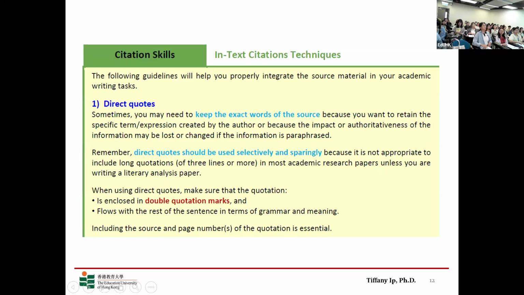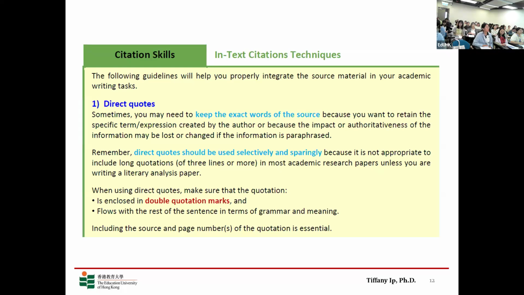Is it similar or the exact same word? Exact same word. Yes, so this is super important. You need to know how to make a proper direct quote, because you are using the exact same words. And if you don't use the correct citation format, people would definitely think you are plagiarizing. Okay, so a direct quote keeps the exact words of the source, usually for two reasons.